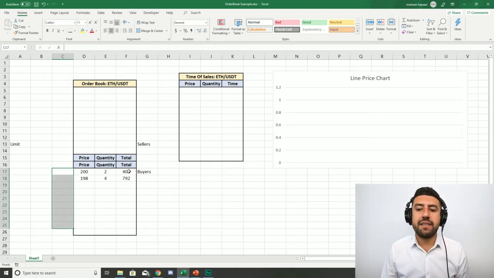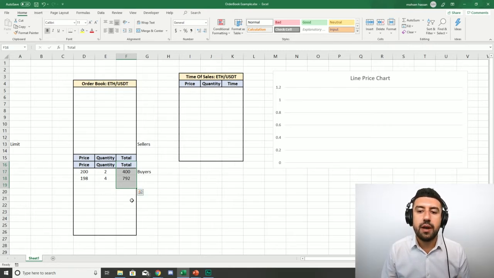And usually you're going to have a total quantity here. Right now I'm looking at Ethereum USDT, so it's like US dollar. So if somebody wants to buy 2 Ethereums for $200 each, that'll cost him a total of 400. So it's just this times this, and it tells you the total.